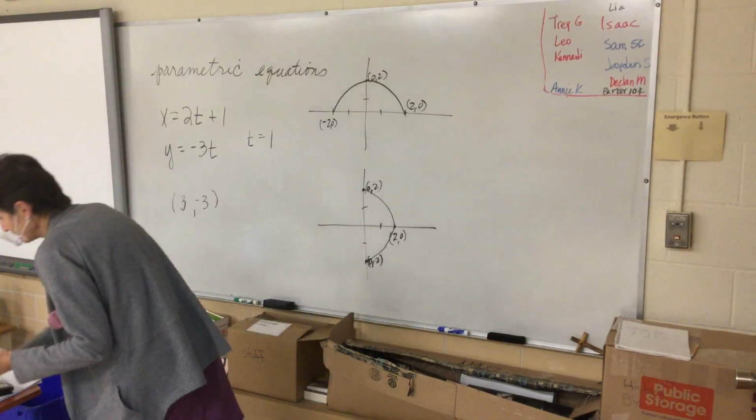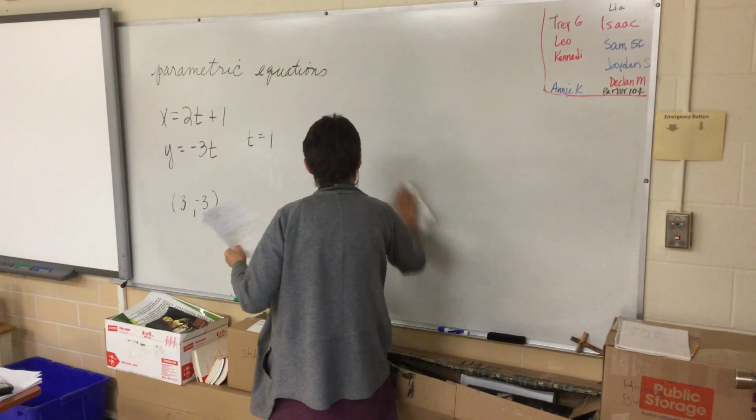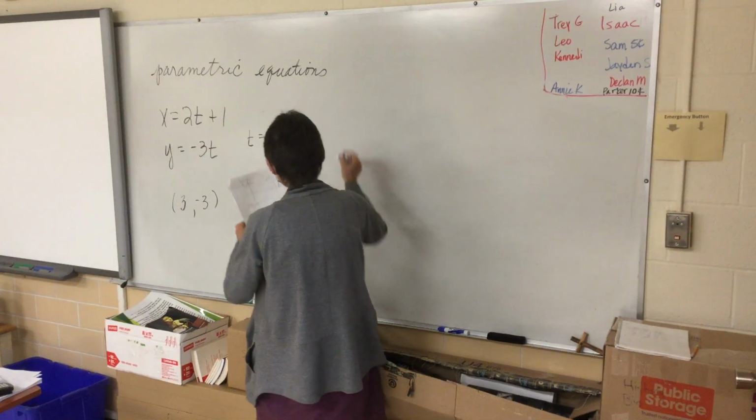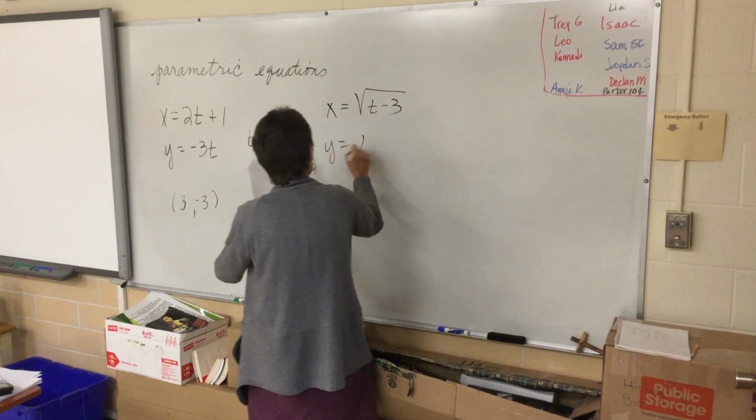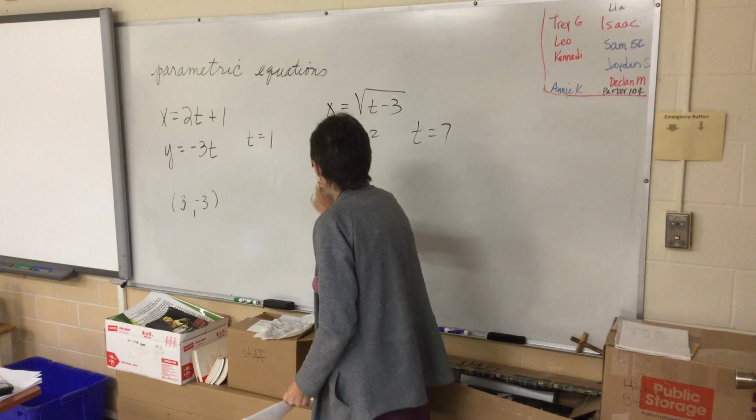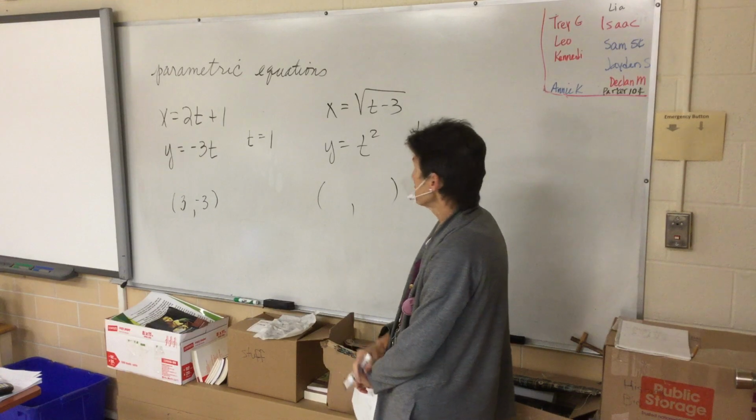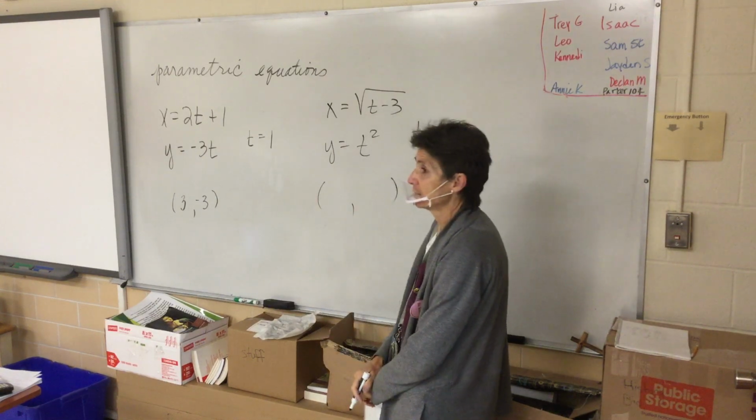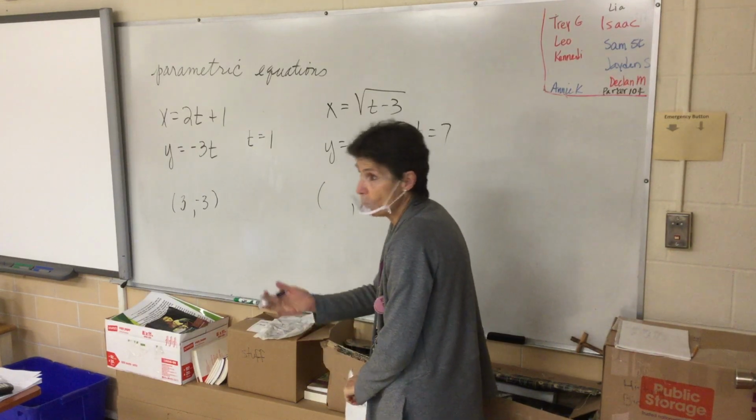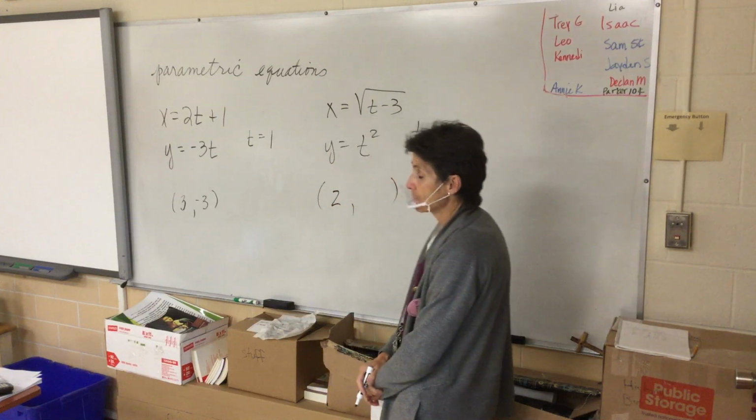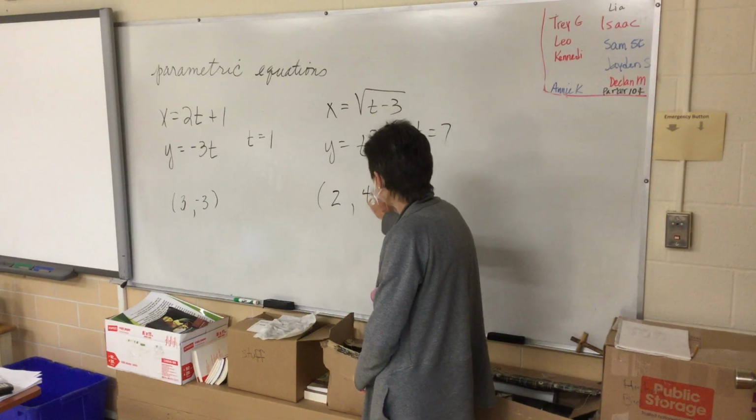Now the next one is exactly the same, except the equations are different. Don't be freaked out because there's a radical. You do exactly the same thing. So this time we're doing it for t is 7. So you're finding an x and a y. If we put a 7 in, x works out to be the square root of 4, which is 2. And if we put a 7 in, y turns out to be 49. There's your ordered pair.